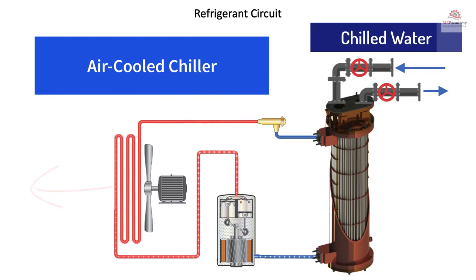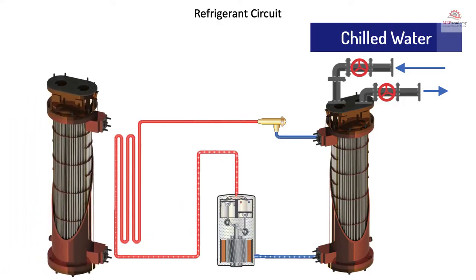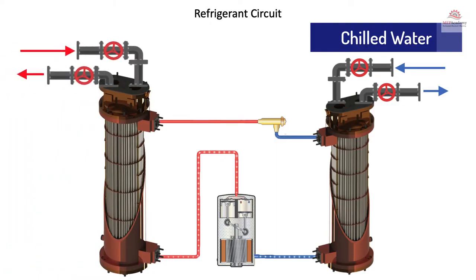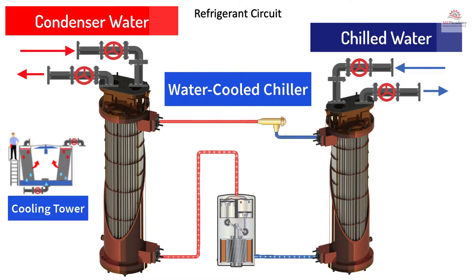Now, if we want to make this a water-cooled chiller, we need to get rid of the fan and also bring in another shell and tube heat exchanger and pipe water in and out of it. So now, instead of the heat being thrown outdoors with a fan, we're going to pipe in water, transfer the heat from the refrigerant to the water, and take that water and the heat with it to the cooling tower, where we'll reject the heat and bring back that cooler water and start the whole cycle over again.